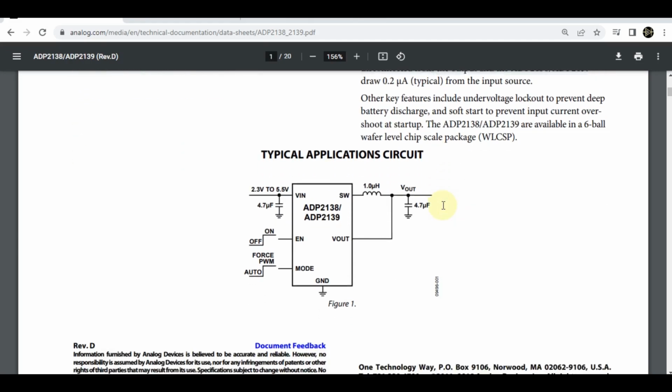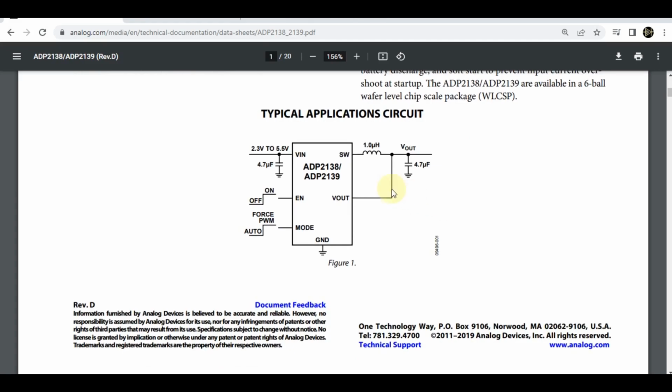If you want to study the detailed data sheet of ADP2138, you can go and study the typical application circuit. We can see here at the input pin, you can apply 2.3 volt to 5.5 volt, and the capacitor is 4.7 microfarad. Then enable pin, mode pin, ground is ground. And at the switch pin, a 1 microfarad inductor is connected. Then V out, and the capacitor here is 4.7 microfarad.